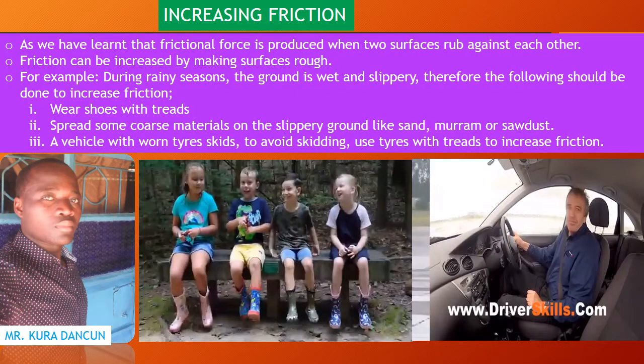Increasing friction. We've learned that frictional force is produced when two surfaces rub against each other. Friction can be increased by making surfaces rough. For example, during rainy seasons, the ground is wet and slippery. Therefore, the following should be done to increase friction.